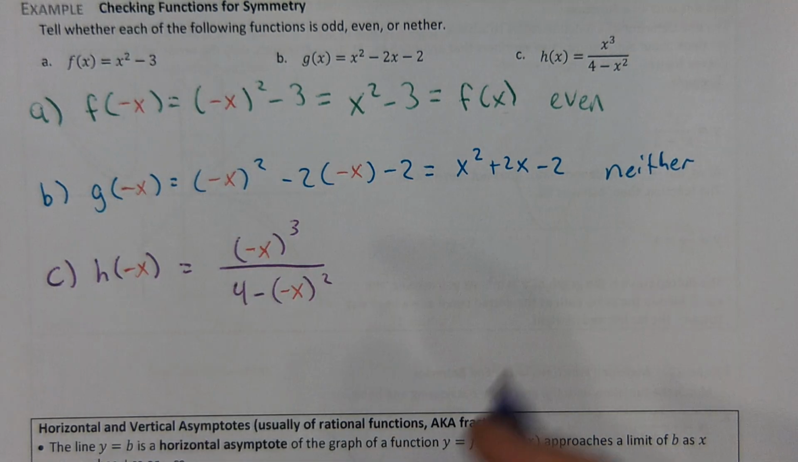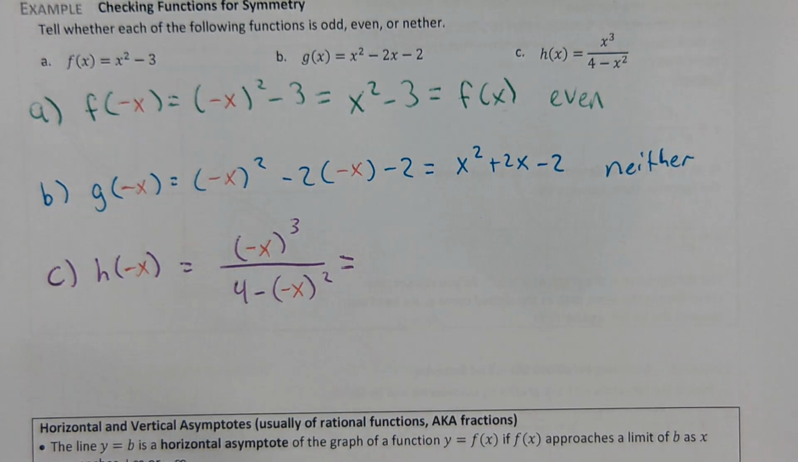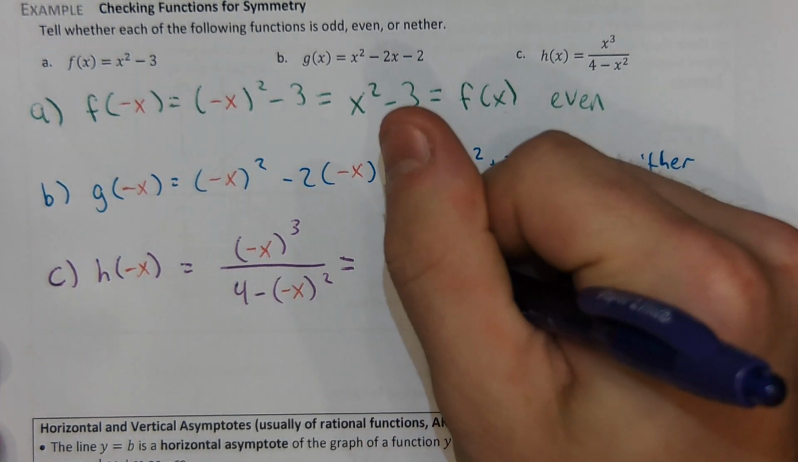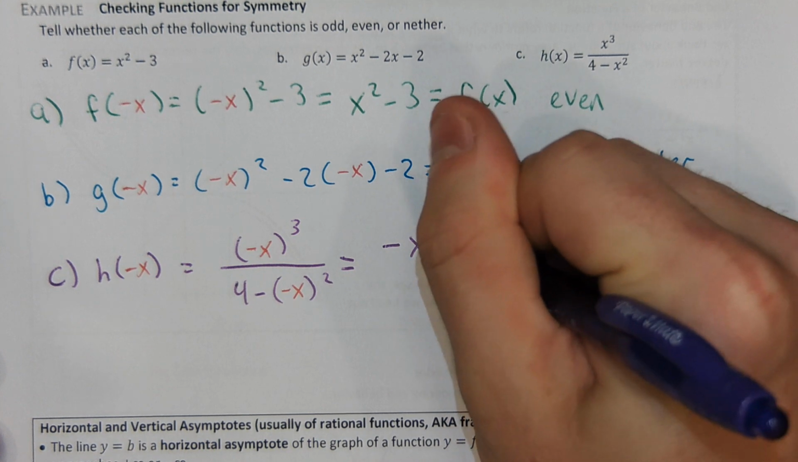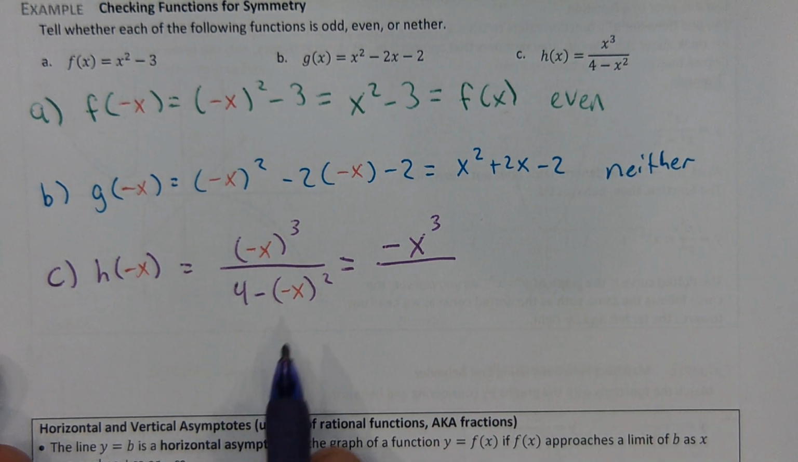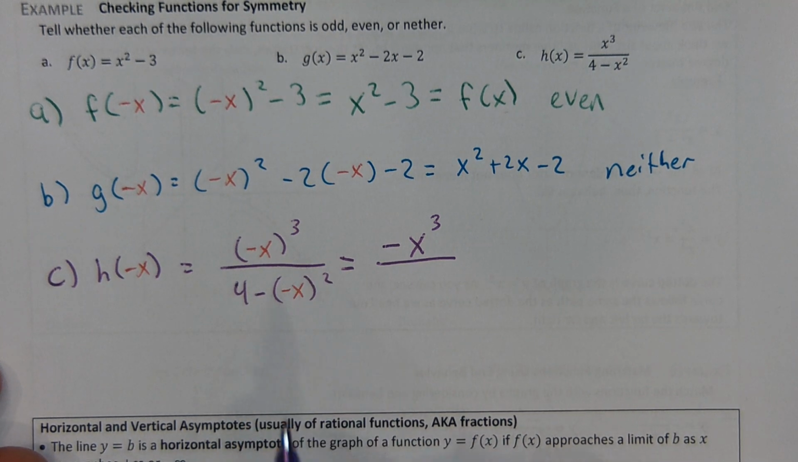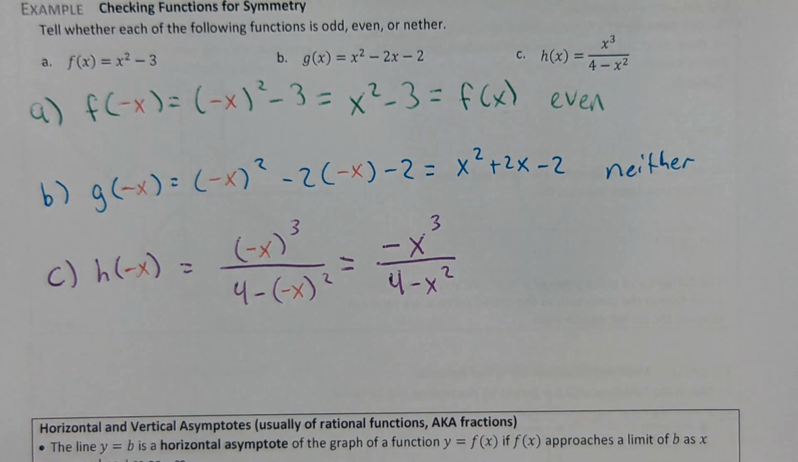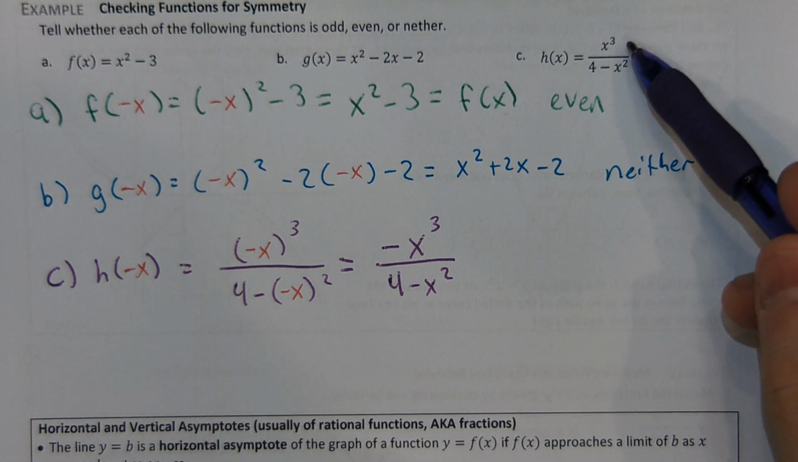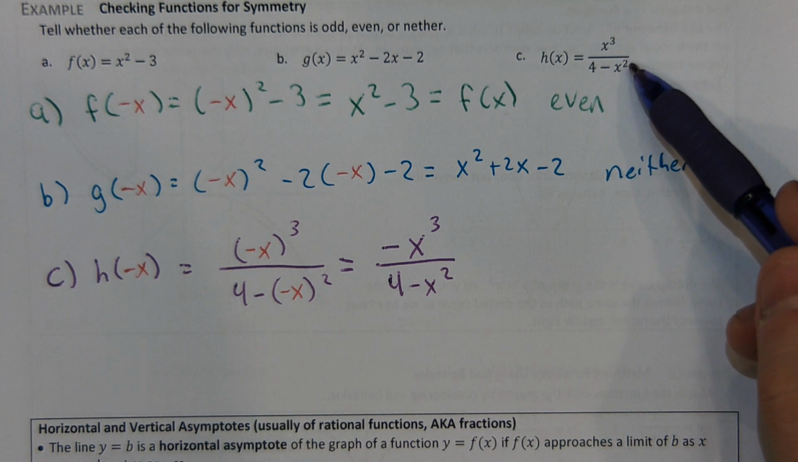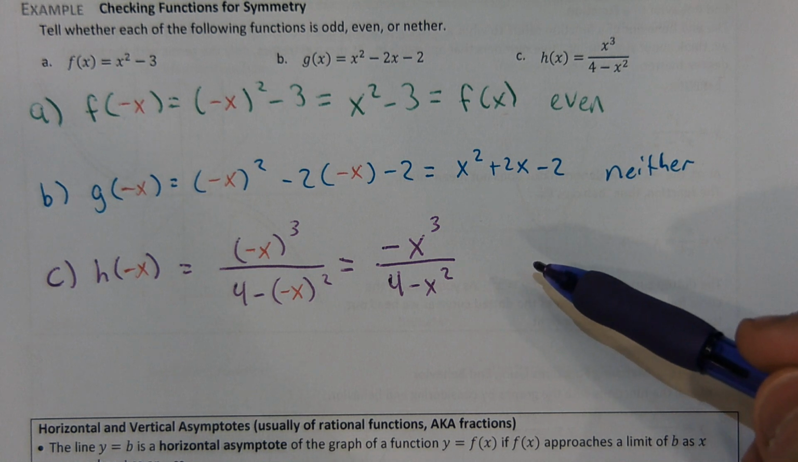So let's see what we get. Cubing a negative number is going to give you back a negative number. So I will have negative x to the third over, well, squaring this negative x is just going to give me back x squared. So I have 4 minus x squared. The top changed sign, but the bottom didn't. See, this one's a little bit trickier to think about.